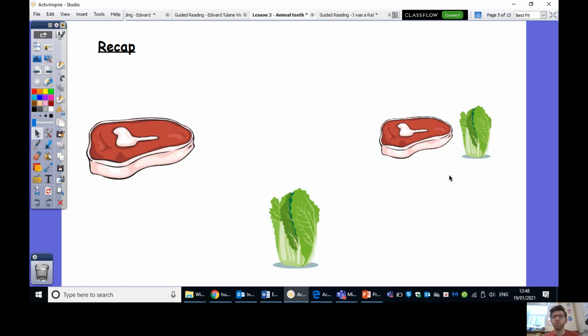And what do you call an animal that eats both meat and plants and vegetation? 3, 2, 1. Omnivores. Absolutely right. Remember, they nom nom nom everything that they can. Very good.